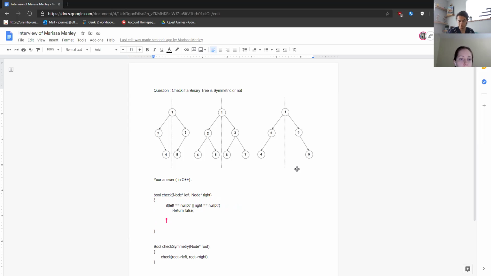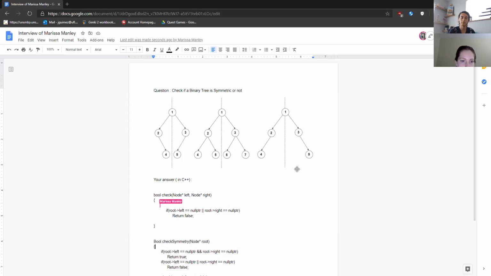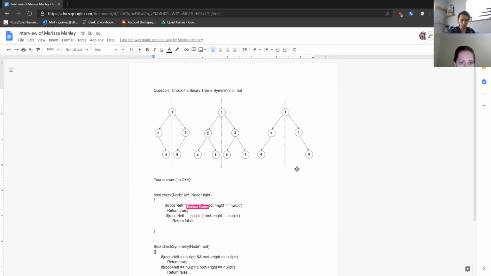Then, you know what? I'm going to take what I just deleted, actually, because this technically also works, but I need to get rid of the root. I just need to make it left and right.